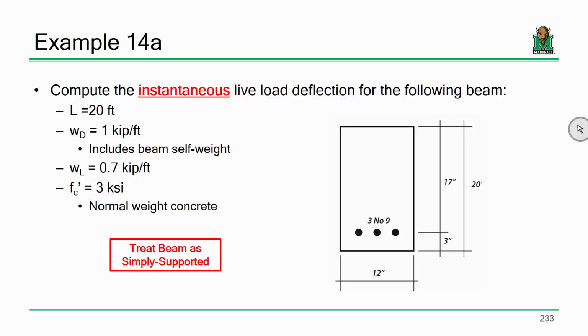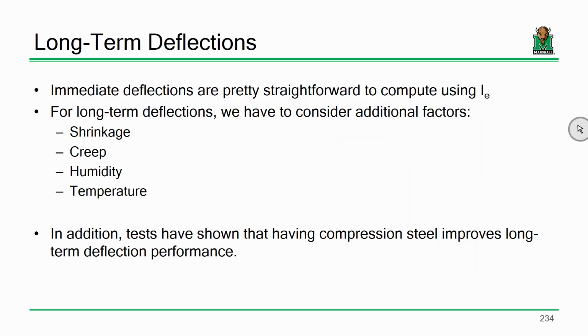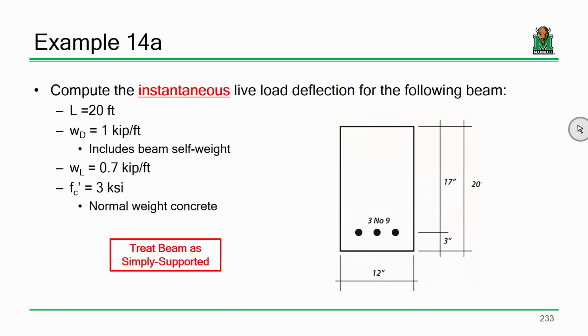What we're going to do after this is we're going to look at long-term deflections. Over time, the properties of concrete change. Concrete creeps. It undergoes shrinkage. It undergoes changes in humidity and temperature and what have you. So what we're going to do is look at immediate deflections and then long-term deflections. How do those deflections change over time? For now, just instantaneous deflection.